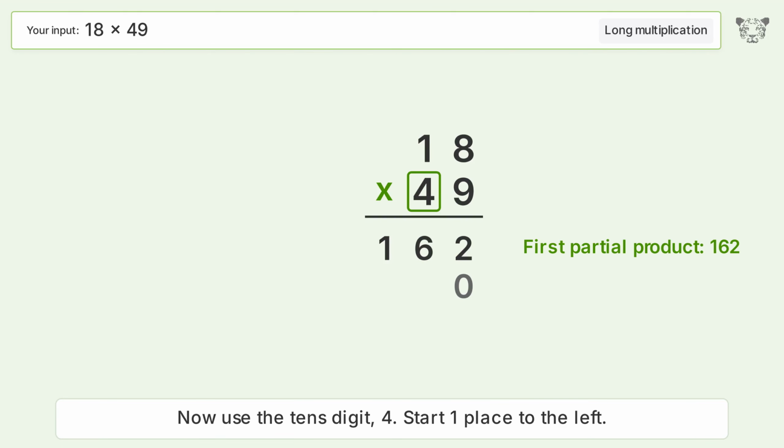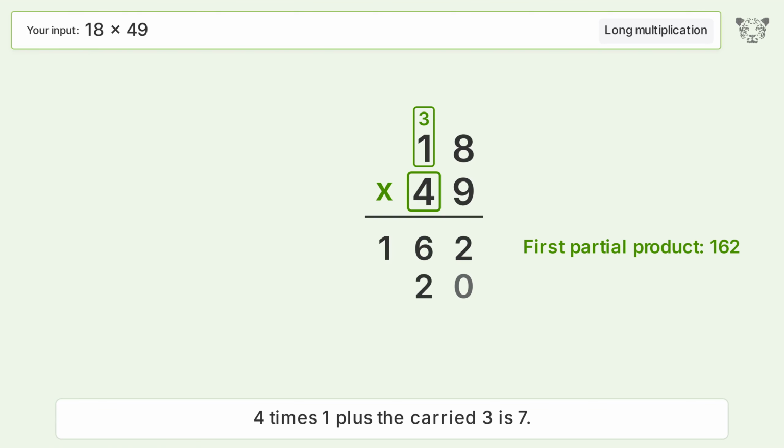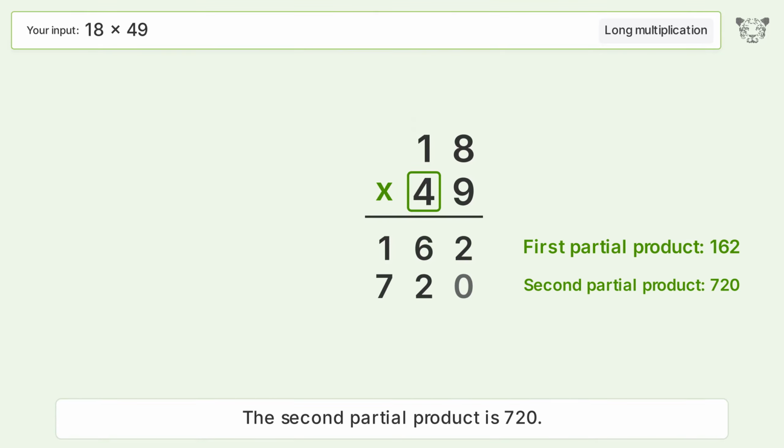Now use the tens digit, 4. Start one place to the left. 4 times 8 is 32. Put 2 in this column and carry 3. 4 times 1 plus the carried 3 is 7. The second partial product is 720.